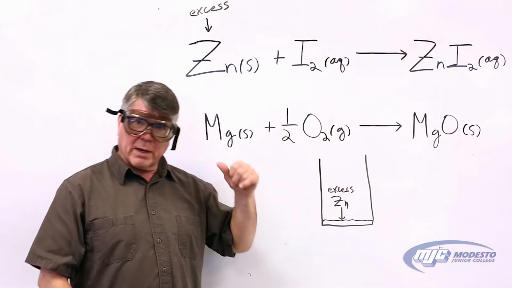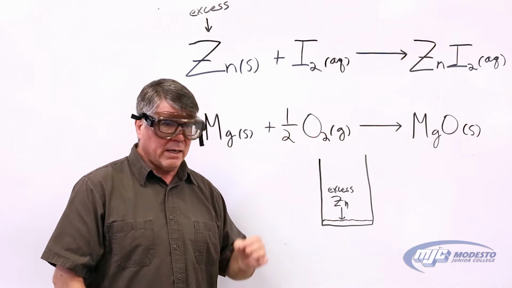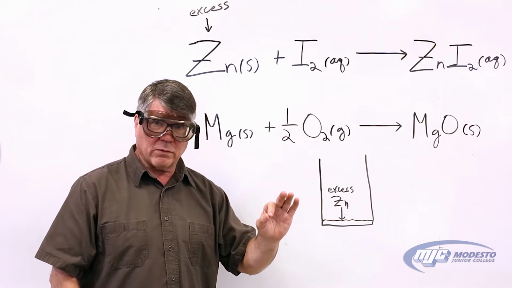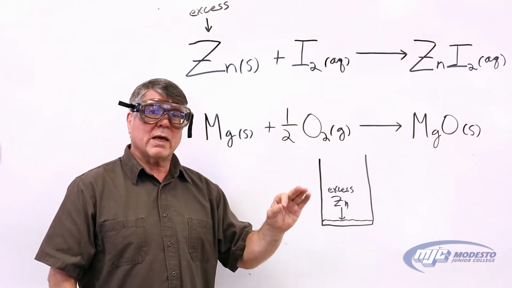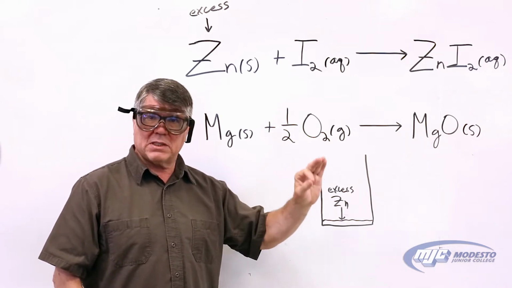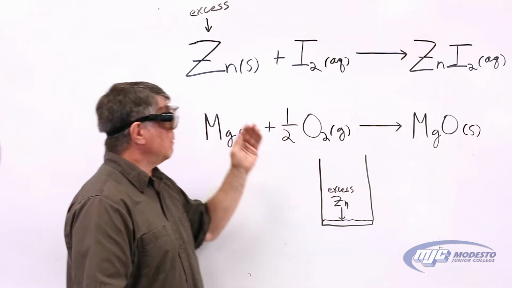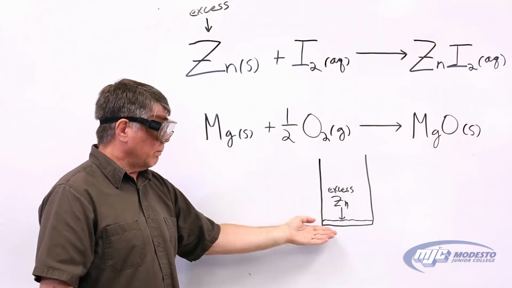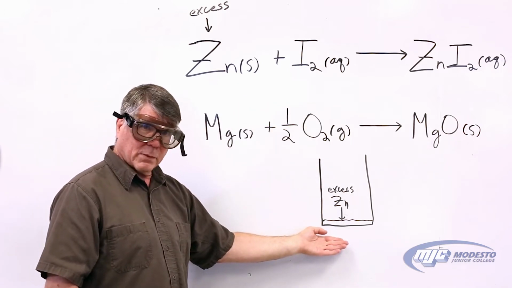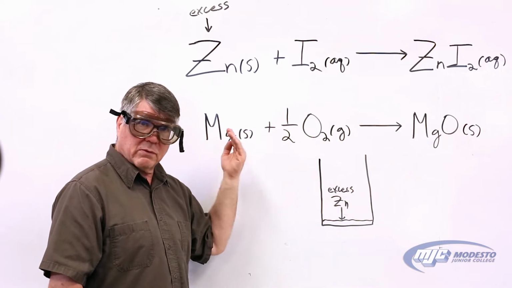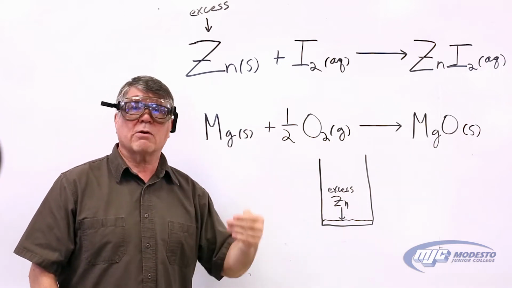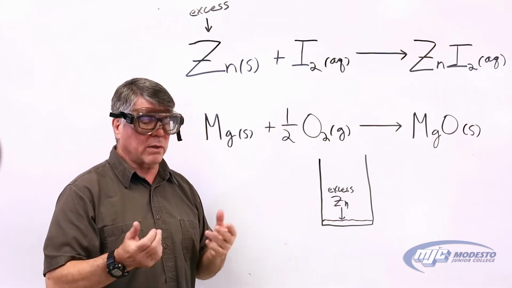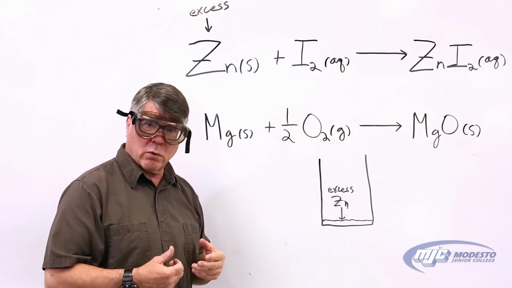The other thing that's nice about this setup with the excess zinc is that at the end, because there's going to be some excess zinc left over, all we have to do is weigh how much zinc is left over. Because knowing how much zinc we started with, how many grams, and knowing how much is left over, that'll be in the beaker down here, the difference in those two masses is how much zinc reacted. And that's what we need to get our formulas, because we're going to calculate our empirical formula for zinc iodide.